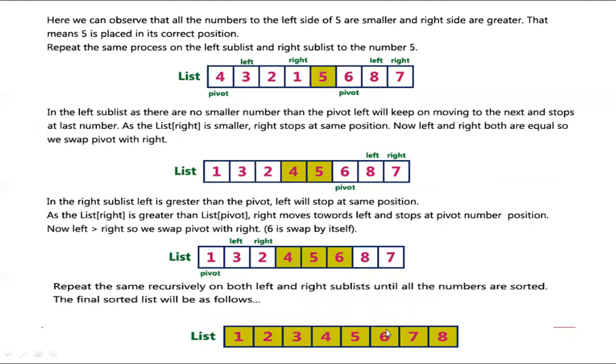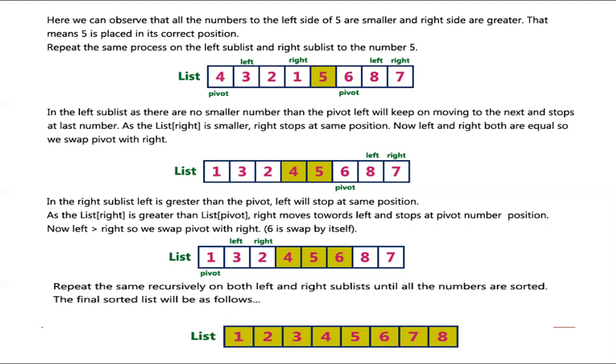Clear? So next one. Here we can observe that all the numbers to the left side of 5 are smaller, yes or no? And the right side are arranged in greater elements. That means 5 is placed in its correct position. Clear? Repeat the same process on the left sublist and right sublist of the number 5. So this is the left sublist, then this is the right sublist. Clear all of you?